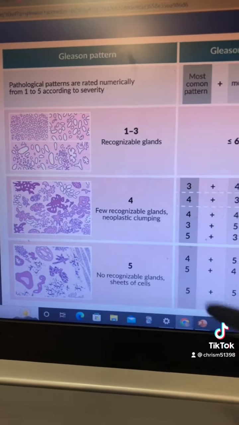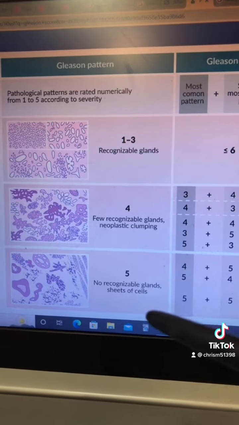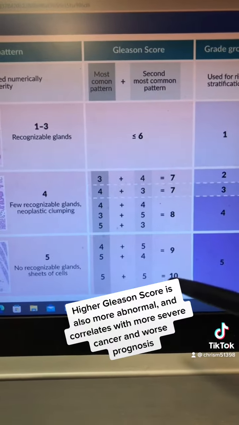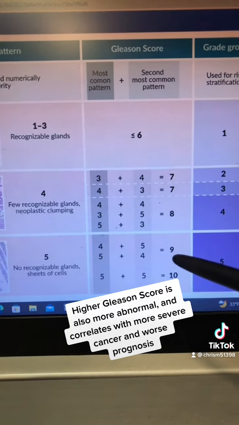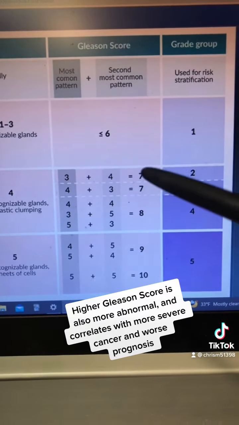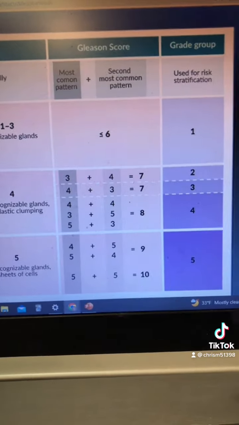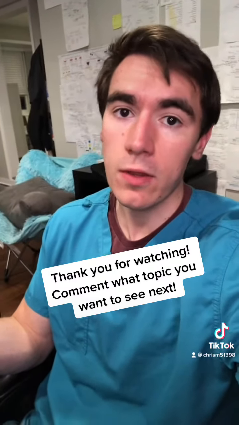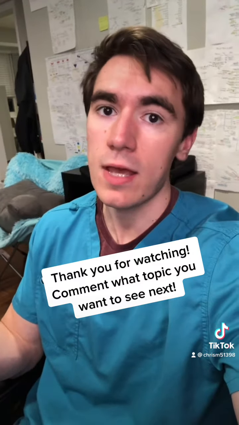And what they do is the two most common Gleason patterns within any given sample are added together to get a Gleason score. So if you have a 5 and a 4, for instance, that would be a Gleason score of 9. And then based on the Gleason score, you get a Gleason grade group. Higher Gleason grade group usually means more severe cancer and is used with other factors to help come up with treatment plans and risk stratify.